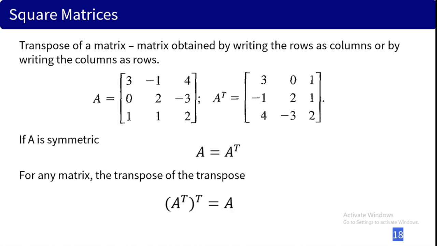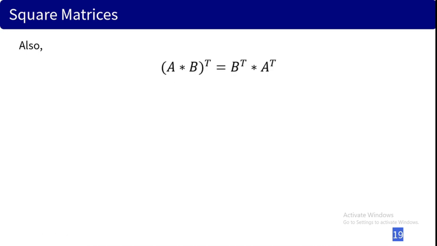And for any matrix, the transpose of the transpose, that is, the transpose of A^T, is just the matrix A itself. Thus, this expression. Another property involving the transpose of a matrix is that the transpose of the product of matrices A and B is just equal to the product of the transpose of B and A respectively. So this is the relation when we transpose the product of two matrices.